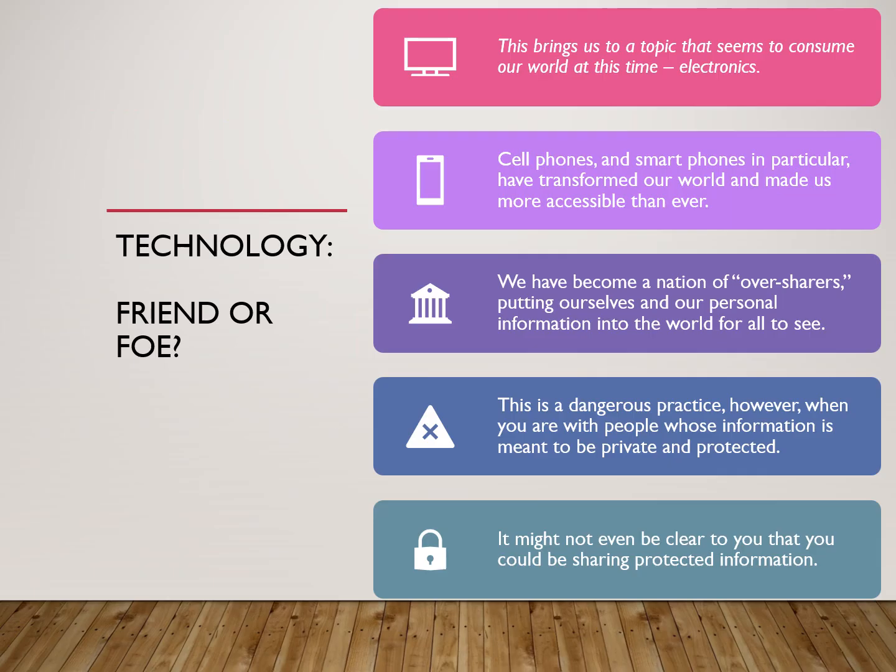So is technology friend or foe? This brings us to a topic that seems to consume this world at this time, electronics. Cell phones and smartphones in particular have transformed our world and made us more accessible than ever. We have become a nation of oversharers, putting ourselves and our personal information into the world for all to see. This is a dangerous practice, however, when you are with people whose information is meant to be private and protected. It might not even be clear to you that you could be sharing protected information.